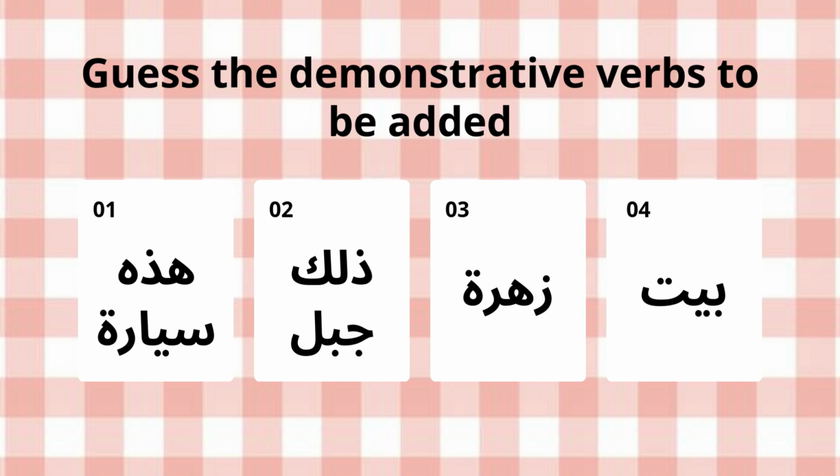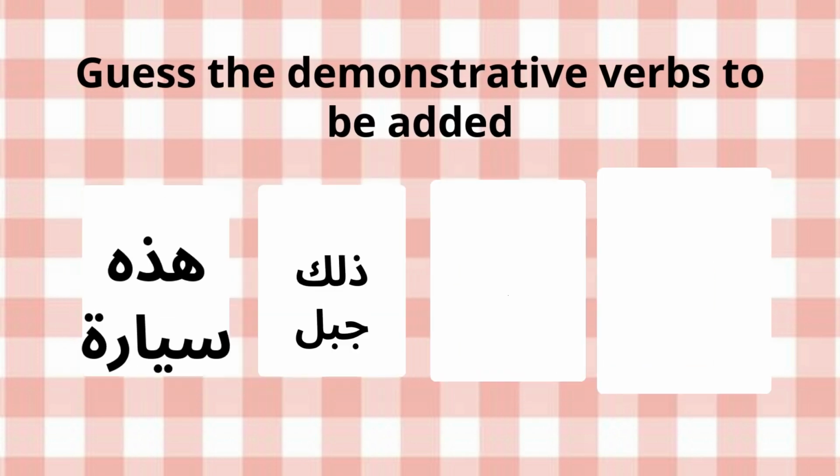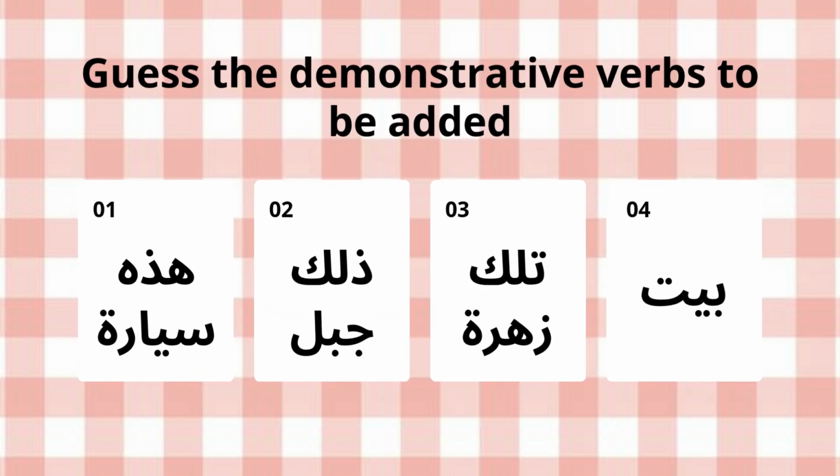Next word, زهرة. The word زهرة means flower. So we find out the word زهرة is female and it is far away from us. So we need to say that is a flower. زهرة is female and it has the meaning flower. So how will we say it? You are right. تلك زهرة. That is a flower.